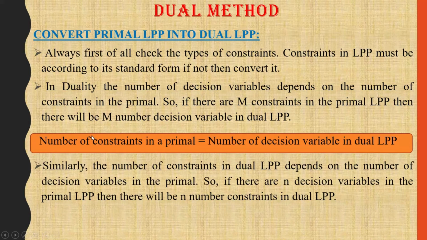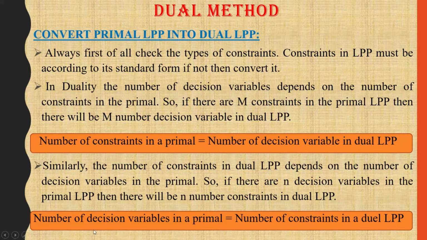Similarly, the number of constraints in a dual LPP depends on the number of decision variables in the primal. So, if there are n decision variables in the primal LPP, then there will be n constraints in the dual LPP. Whether the objective function is maximization or minimization, if there are three variables x1, x2, x3, then there will be three constraints in the dual LPP. Clear?